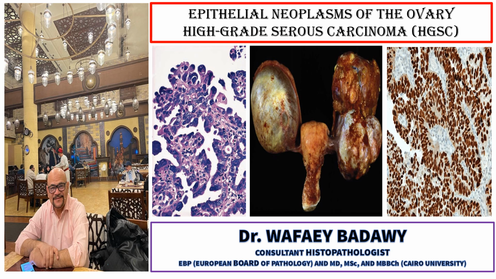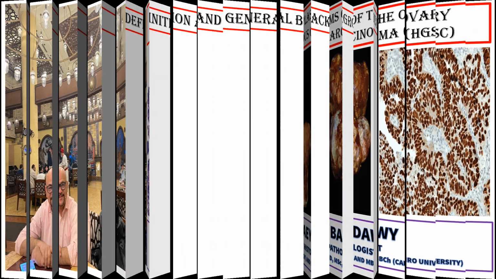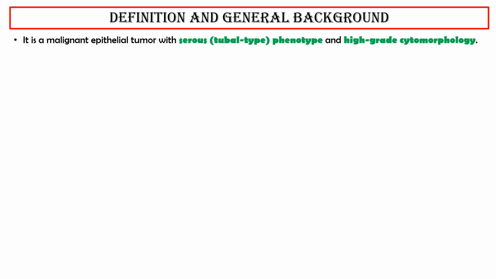I am going to talk about epithelial neoplasms of the ovary, high-grade serous carcinoma. Definition and general background. It is a malignant epithelial tumor with serous tubal-type phenotype and high-grade cytomorphology.